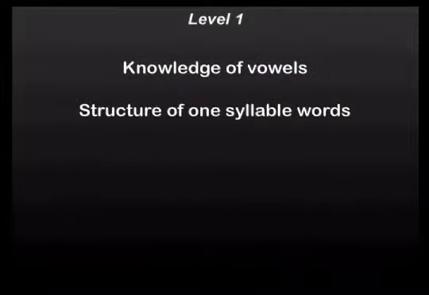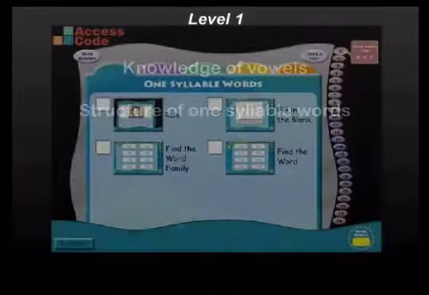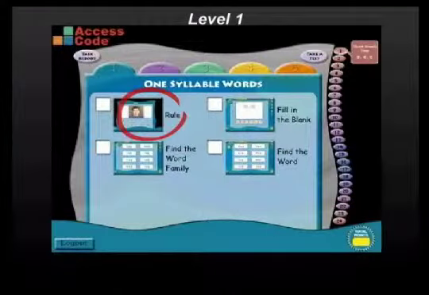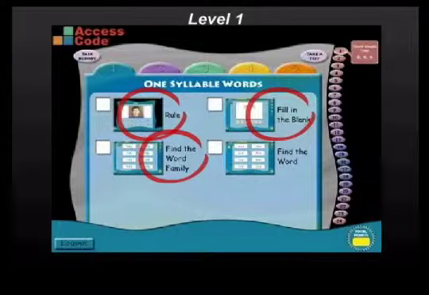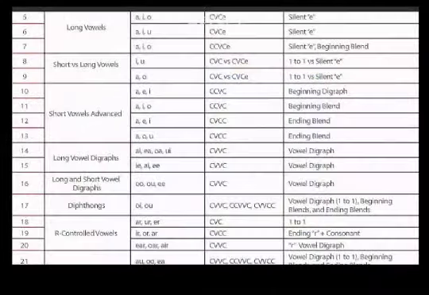The objective of Level 1 is to acquire knowledge of vowels and the structure of one-syllable words. This level includes the introduction of a phonics rule. The student works on 3 tasks: fill in the blank, find the word family, and find the word. Level 1 in Unit 19 offers a wonderful example of varied practice involving content variation.